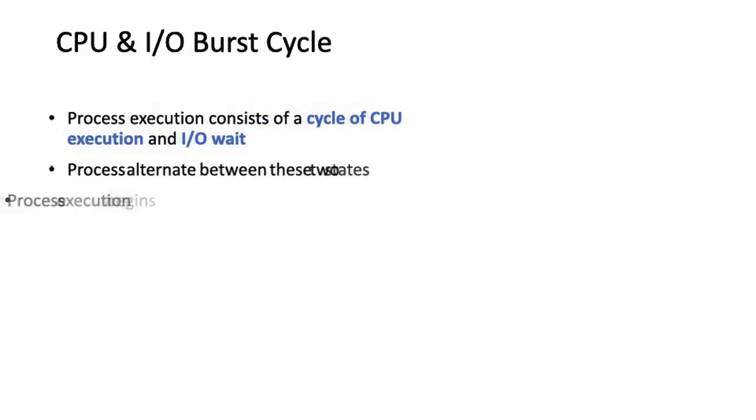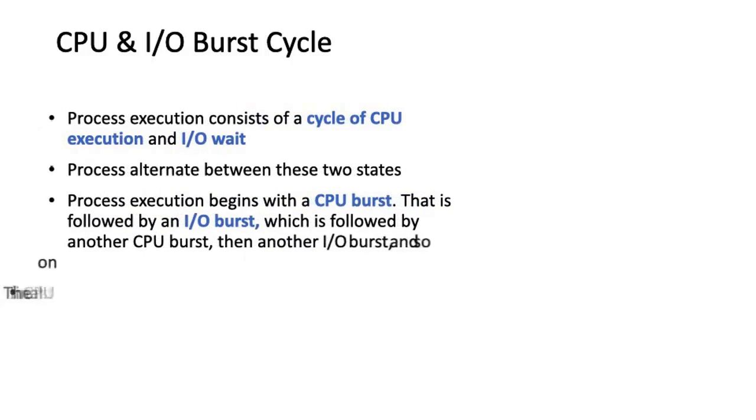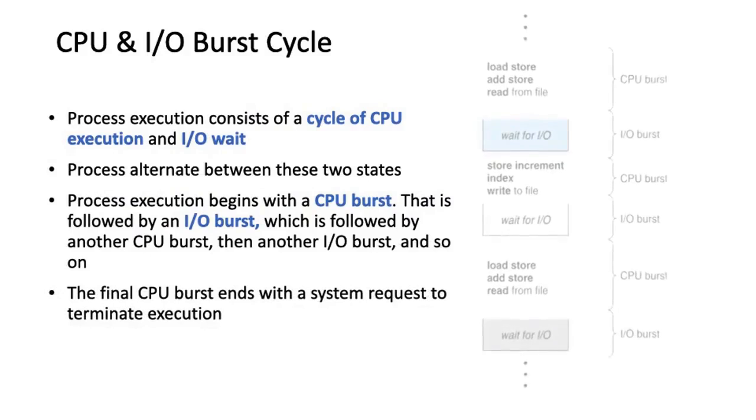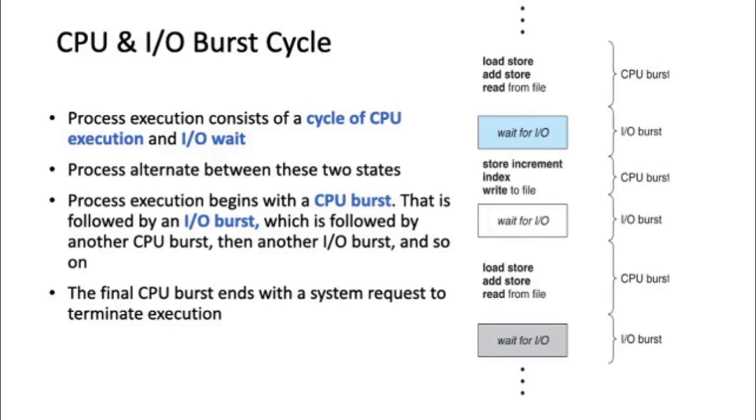CPU and I/O burst cycle. Process execution consists of a cycle of CPU execution and I/O wait. Processes alternate between these two states. Process execution begins with a CPU burst. That is followed by an I/O burst, which is followed by another CPU burst, then another I/O burst, and so on. The final CPU burst ends with a system request to terminate execution.